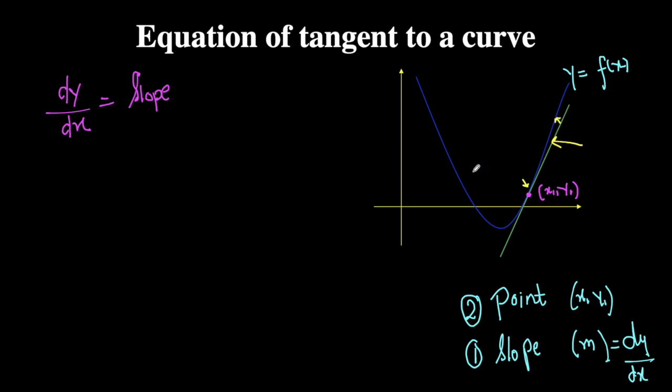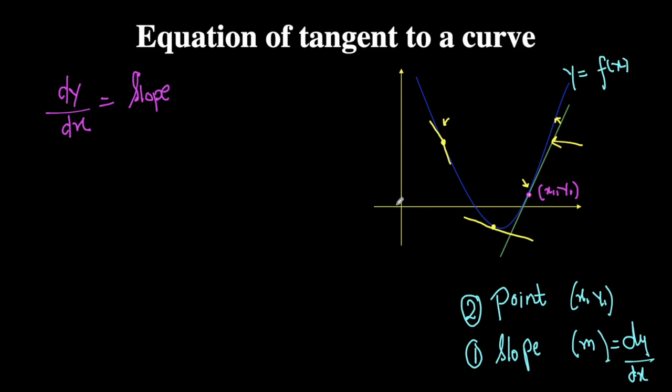There can be many tangents to a curve, because if I take this point, there will be one tangent here, and if I take this point, there will be another tangent. The tangent is a line which touches the curve at only one point. This is not a good drawing, but this line will touch the curve at only one point. So a tangent is a straight line.